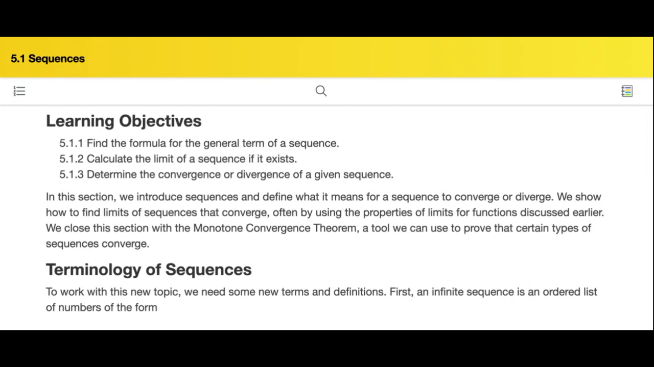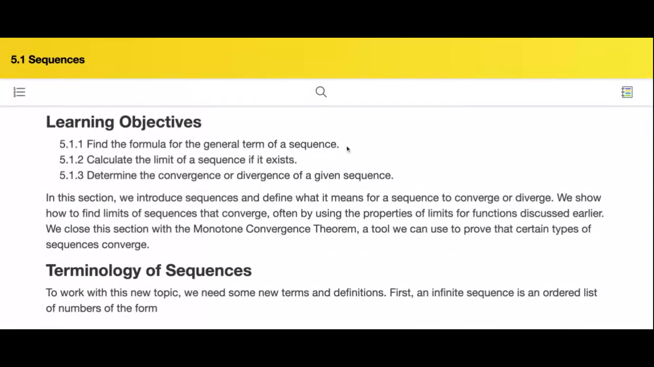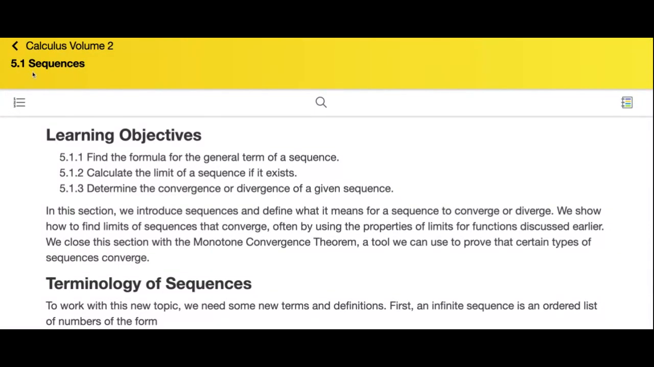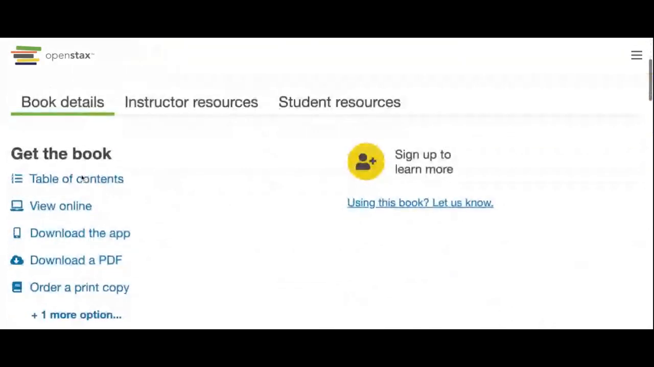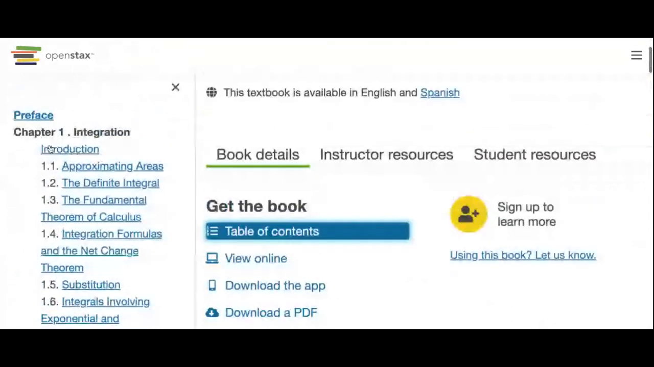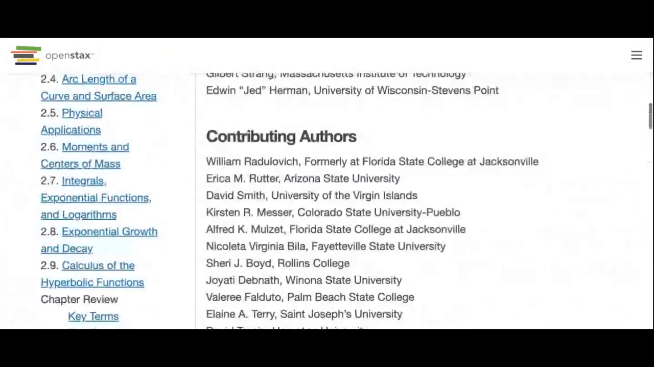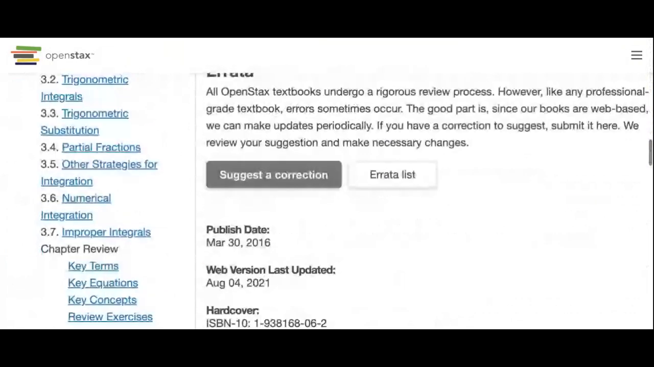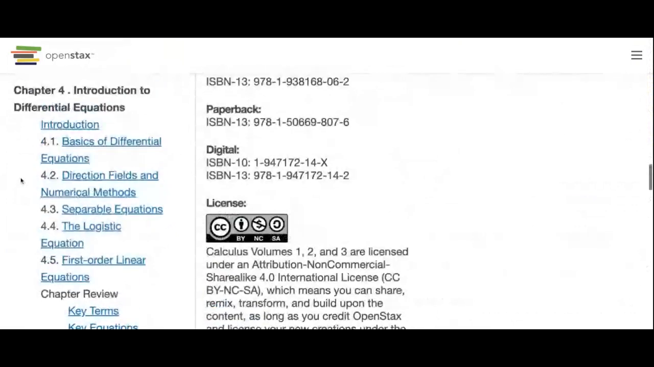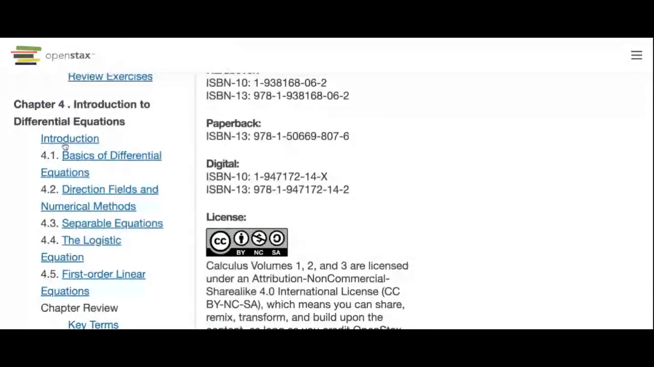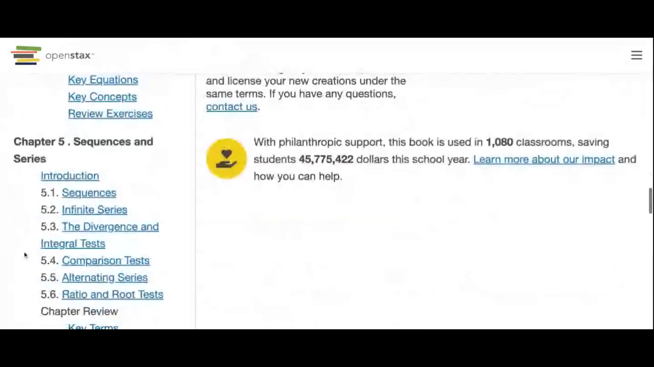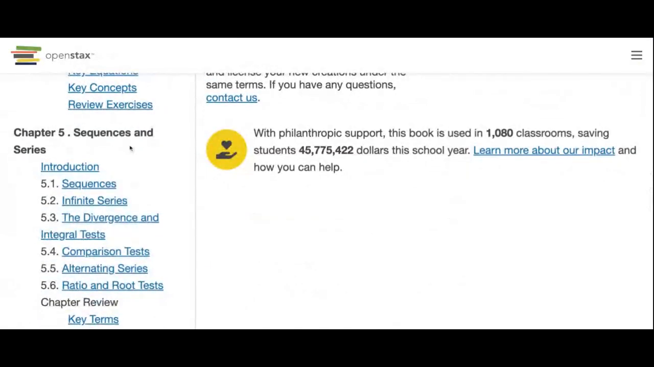So we finished chapter 3 about integration techniques. So we're going to totally different kinds of content now. We're going to talk about sequences and series. Oops, what happened? Right, we're skipping the differential equations. So going to chapter 5, sequences and series.